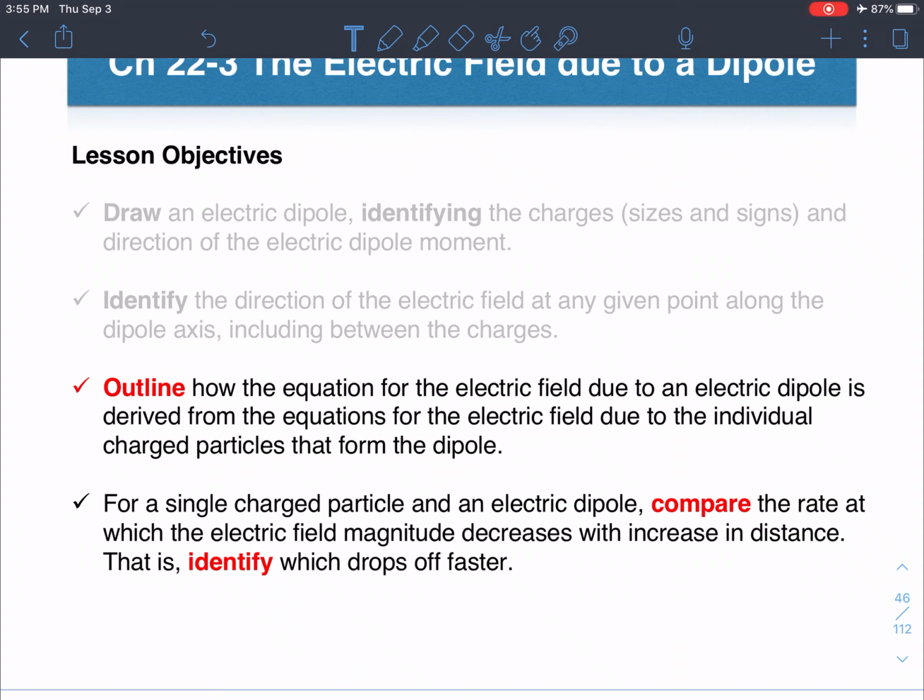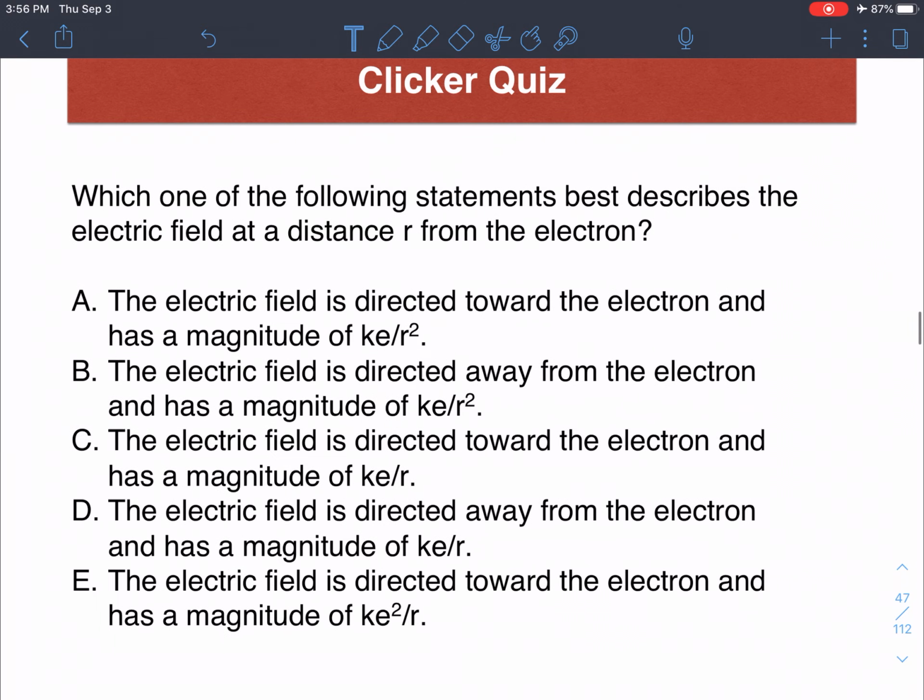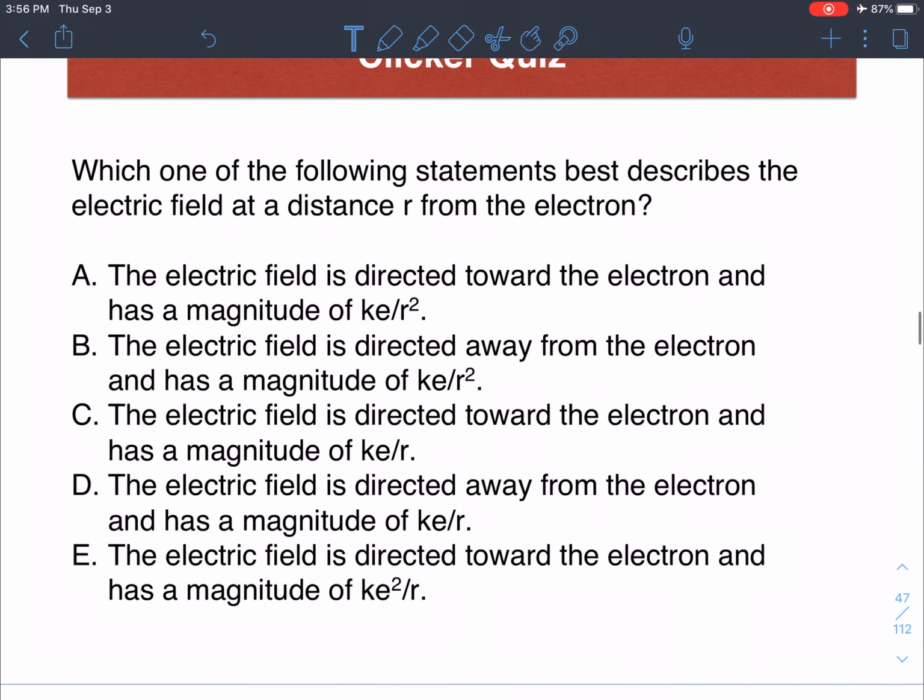And for a single charged particle and an electric dipole, we compare the rate at which the electric field magnitude decreases with the increase in distance. So those z's and r's. Since z was cubed and r is squared, the cube will drop off faster. So when you look from the same long distance, 1 over z cubed is going to be much smaller. So we identify that the dipole drops off faster, right? Hopefully those are clear, and we will do another practice question next.